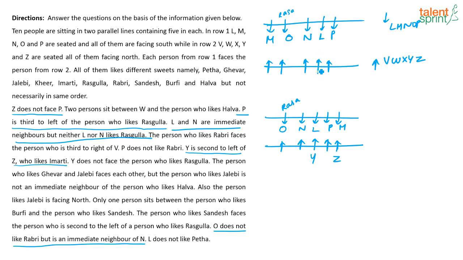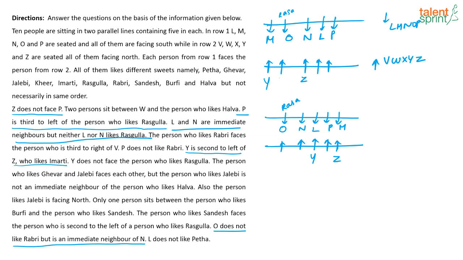Similarly in this case, where can Y and Z be? This cannot be Y because they had given Y does not face Rasgulla, right? It can't come here also, right? If it was here, then Y will face Rasagulla, not possible. If this was Y and this was Z, then P will face Z, which is also not possible. So if this is the case, this has to be Y and this has to be Z. Okay, then moving on.